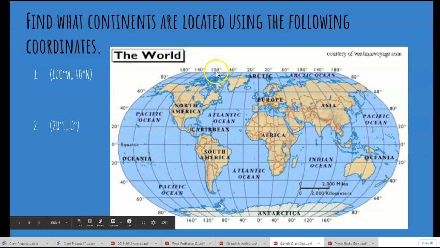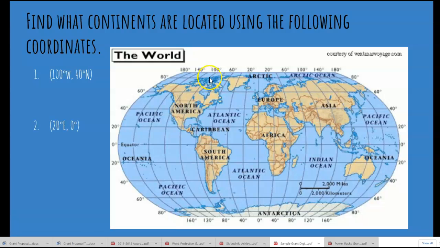So let's go back up again. Here's my 100 degrees west. 80 degrees. 60 degrees. 40 degrees. Oh, what continent did we land on? If you said North America, you are correct. North America is 100 degrees west and 40 degrees north, using our coordinates of longitude and latitude.